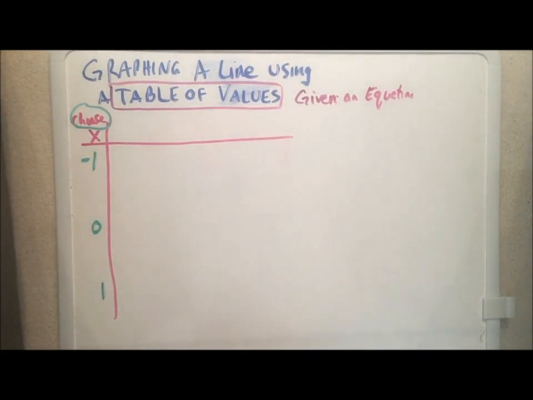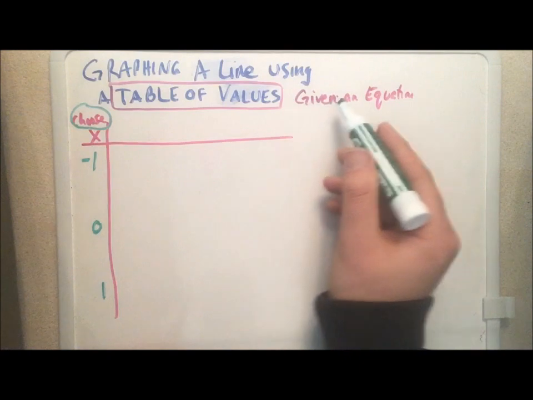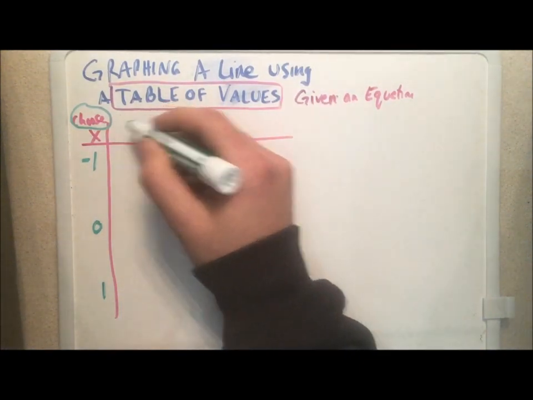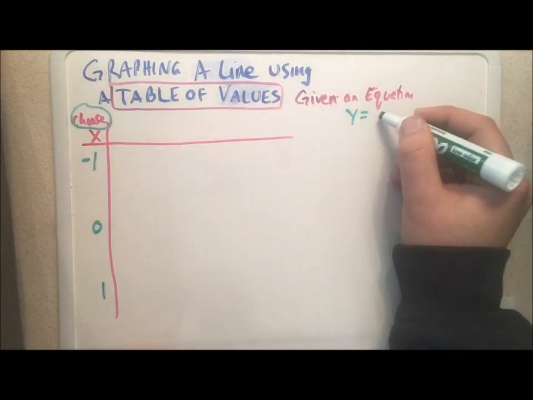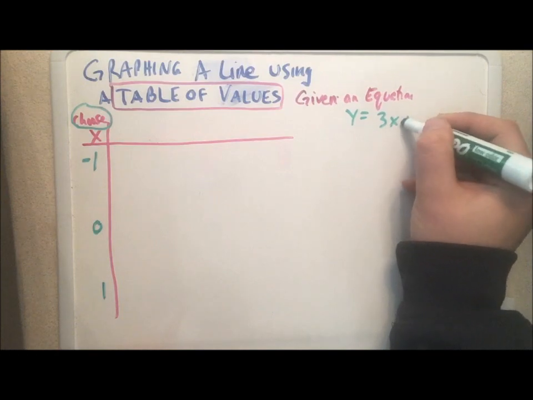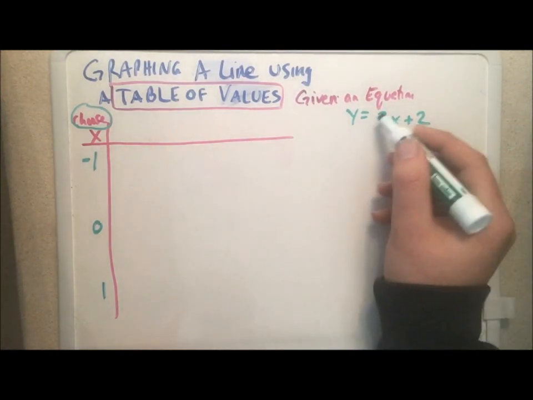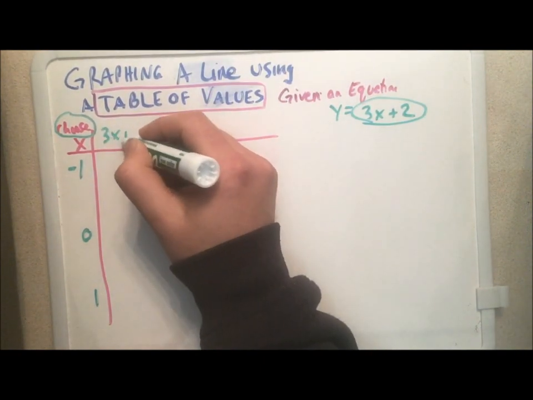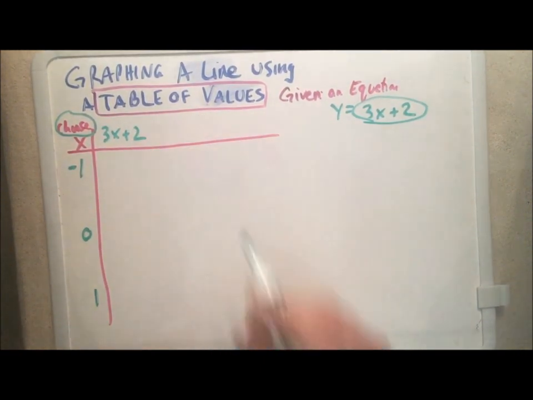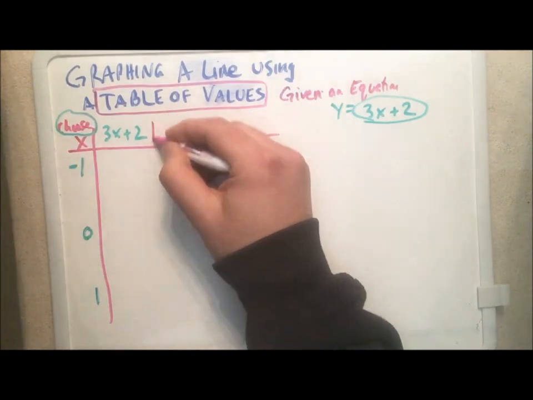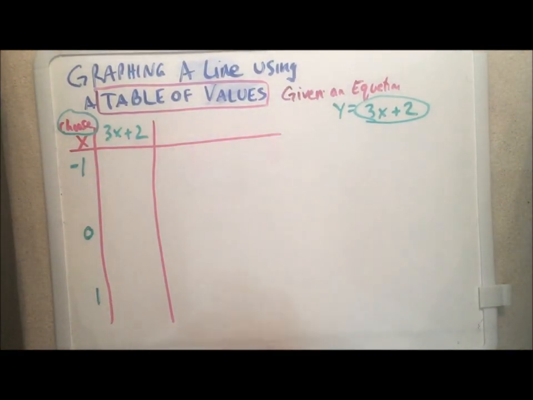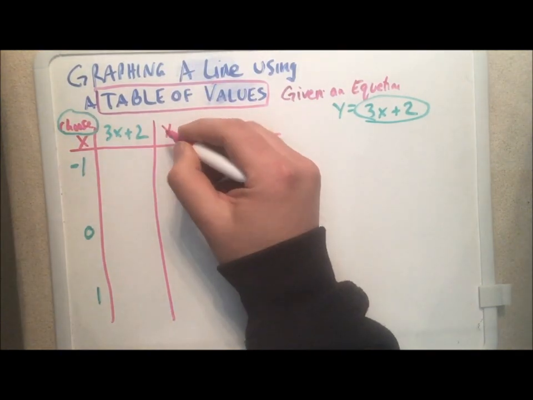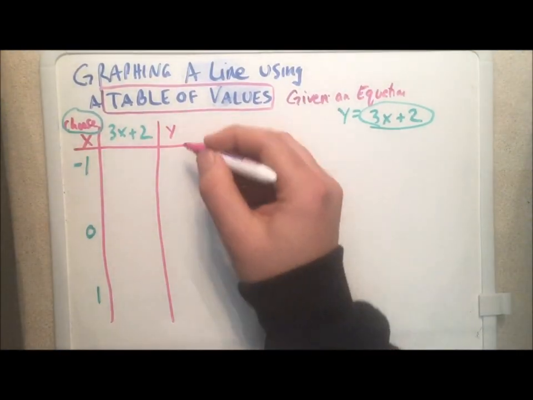All right, the next thing is the actual equation. Let's say you were given the equation y equals 3x plus 2. What we'll do is put that equation, 3x plus 2, right there. That goes there. Always the equation. And then the next spot will be y.